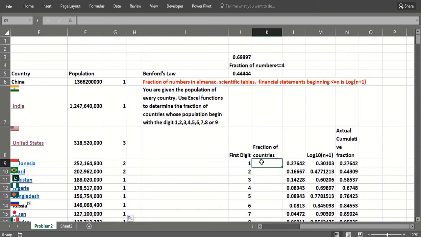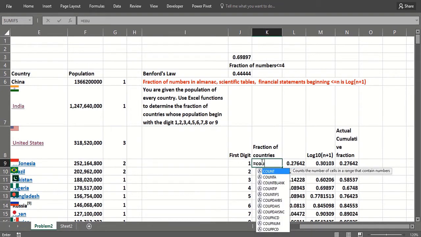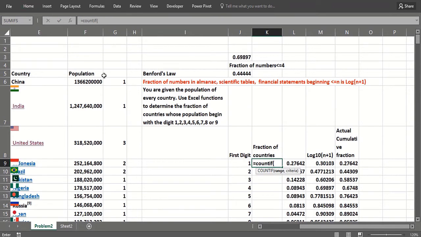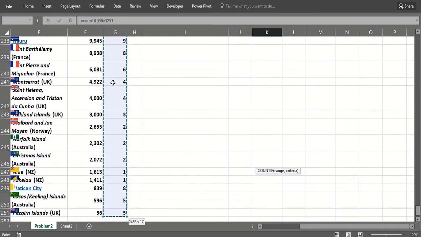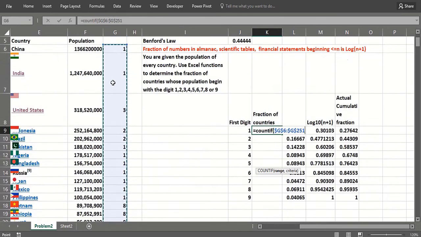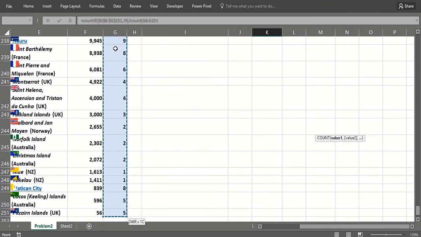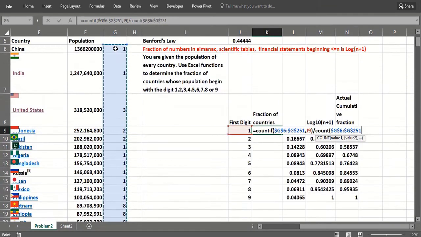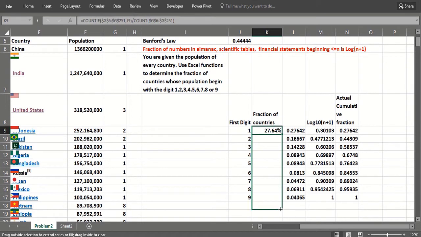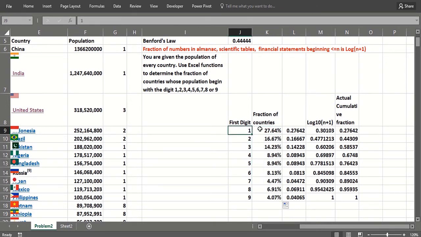Okay, now I can just do a COUNTIF. COUNTIF, how many in this range begin with this. And then I should divide by how many there are, or I could just count how many numbers are right there. And I guess I need to dollar sign that. Okay, so we get the fraction of countries whose population begins with 1 is 28%, 2 is 16%, and I've done the cumulative fraction here.